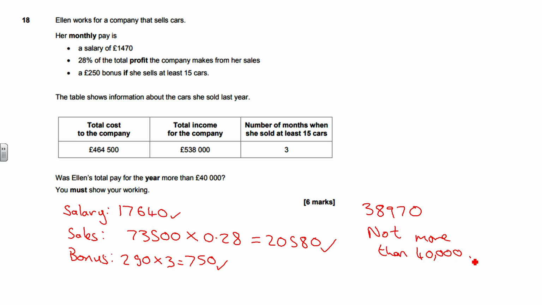Remember, we will need that final statement. Of those 6 marks there, one of them will be for saying, no, this is not more than £40,000.